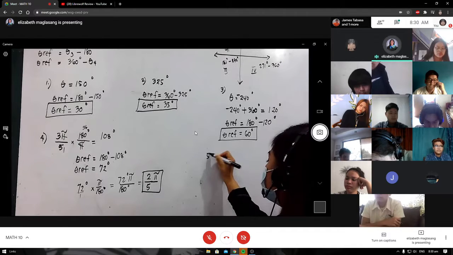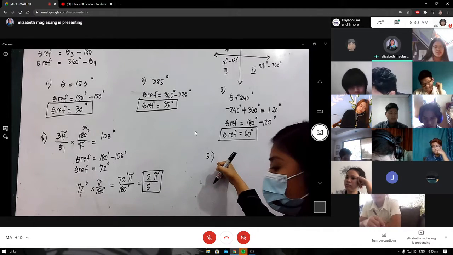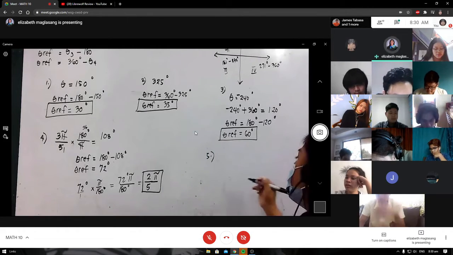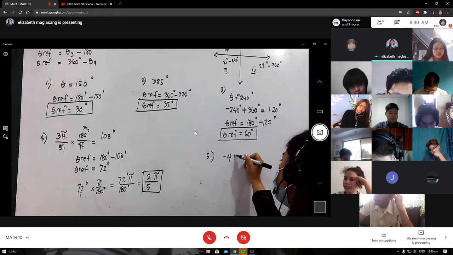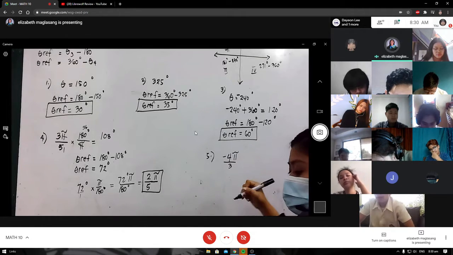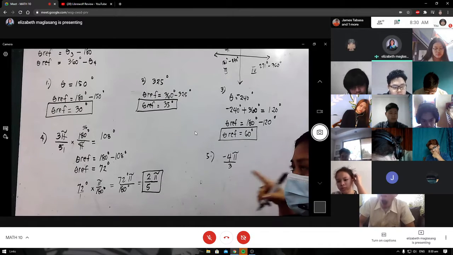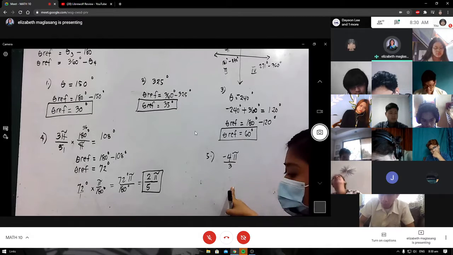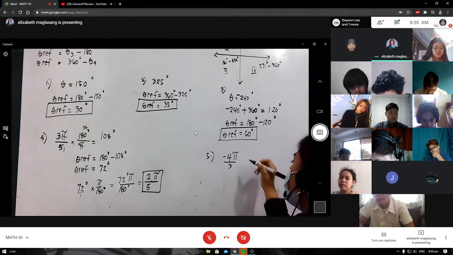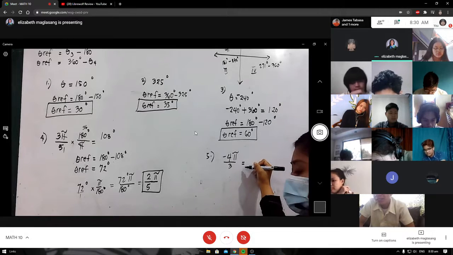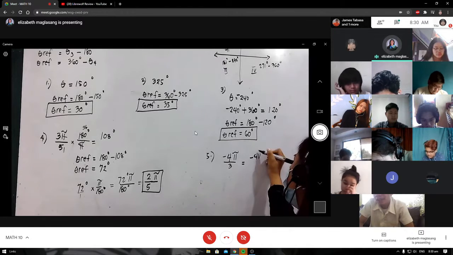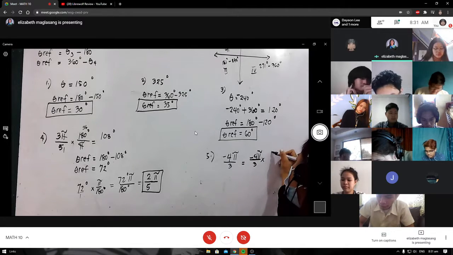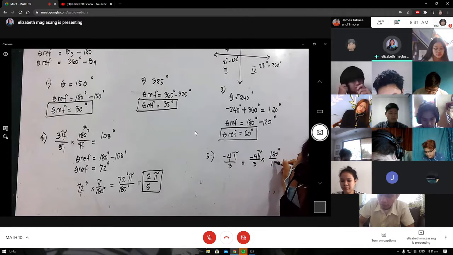Okay, another example. What if the radian is negative? Let's say negative 4 pi over 3. Still the same, you have to convert that one into degrees first. Negative 4 pi over 3 times 180 degrees over pi.